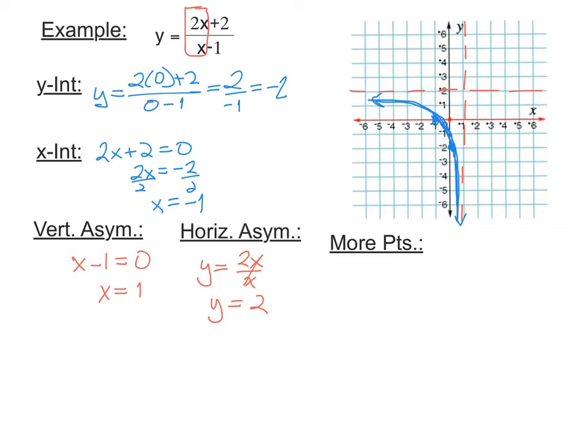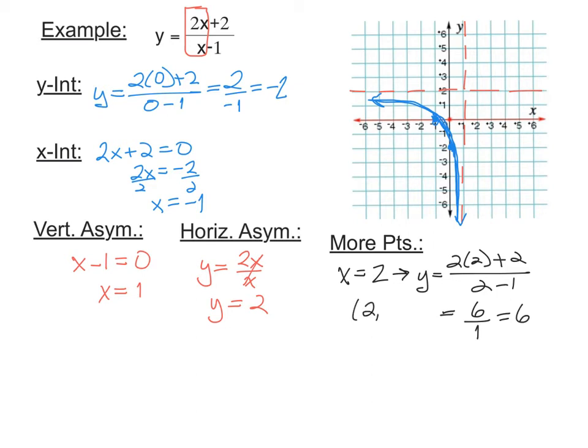The best one to pick is going to be the one that's one step to the right of that vertical asymptote. So I'm going to let x equal 2. When I plug that in, that means that y is going to equal 2 times 2 plus 2 over 2 minus 1. So 2 times 2 is 4, plus 2 is 6, 2 minus 1 is 1. That means y is 6. So we're talking about this point where the x-coordinate is 2 and the y-coordinate is 6.